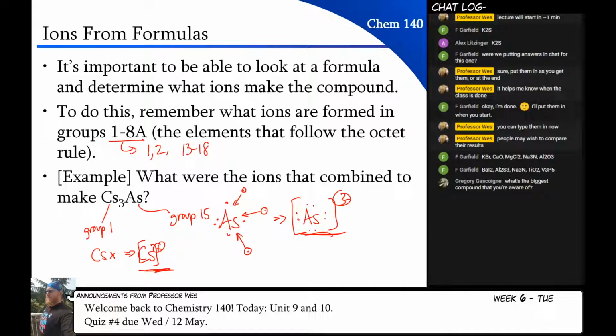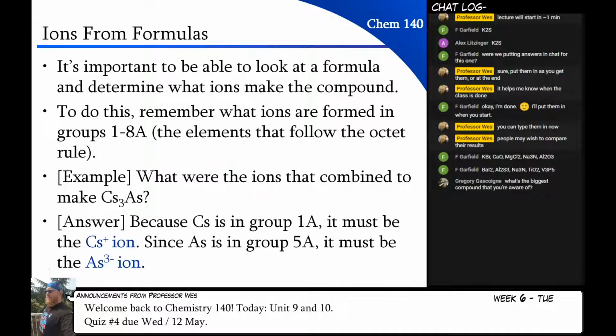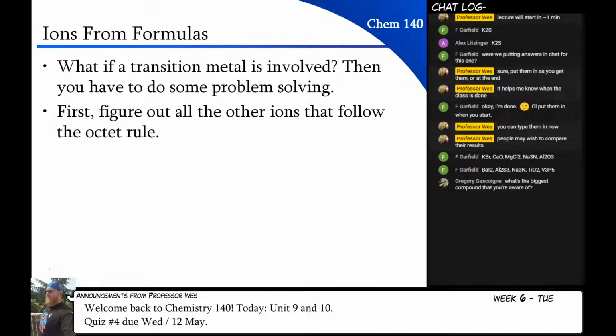I don't really care about how many there are. I just want to know the charges on the ions here. But you would need 3 of the cesiums to make cesium arsenide here. All right. If you have a transition metal, you don't get to know the transition metal right off the bat, though. What you need to do is solve for the other ions that follow the octet rule. And this kind of will answer your question of what's the largest compound you can think of, because you can put any two numbers together, and if you get numbers that don't divide into each other, like 8 and 3, you're going to have a ridiculously complex formula.